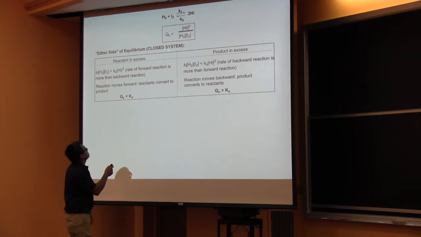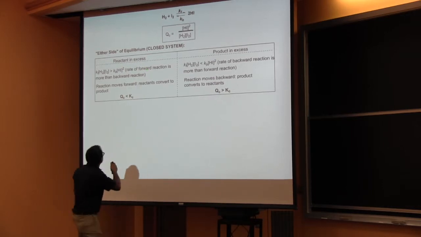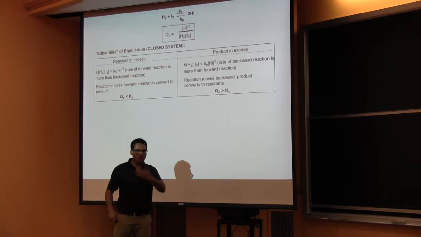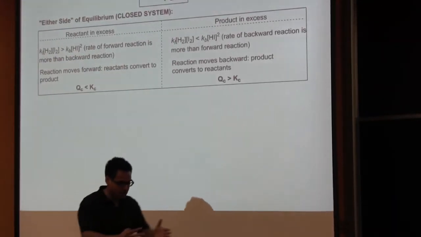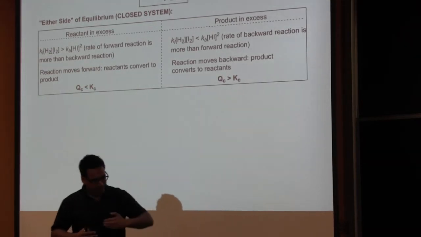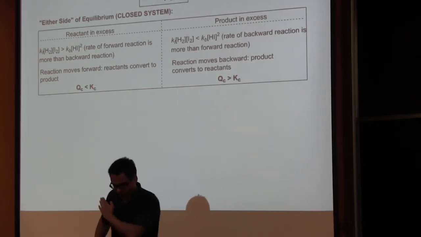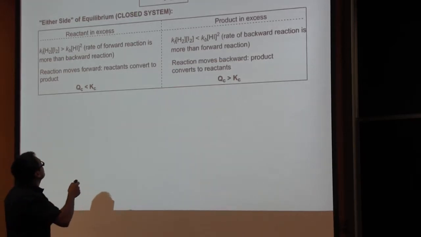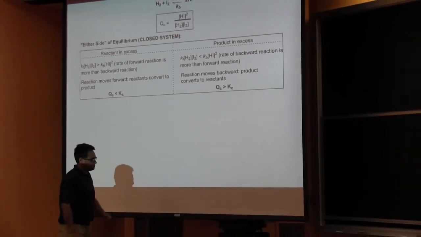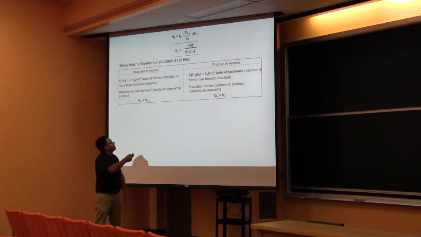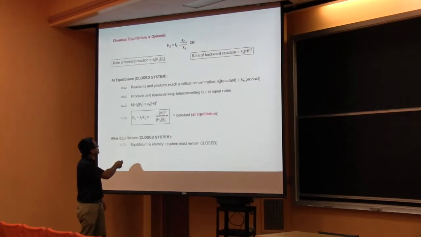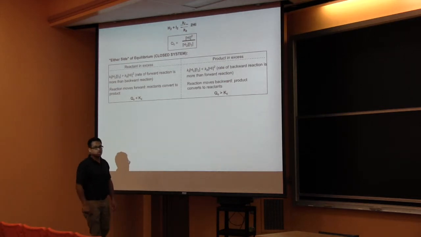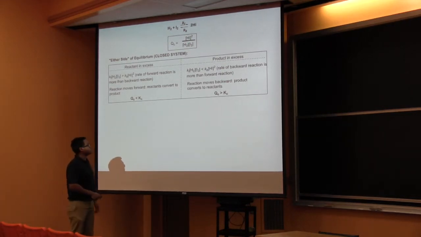If you have excess reactant, then you can tell that the forward reaction rate is going to be much larger than the backward reaction rate. So your reaction is basically moving forward, overcoming a small backward reaction rate from the product to the starting material. Okay? And that is given by this Qc, which is called the reaction quotient, which has the same expression as the equilibrium constant, except that these concentrations are not equilibrium concentrations. They are concentrations at a given time.